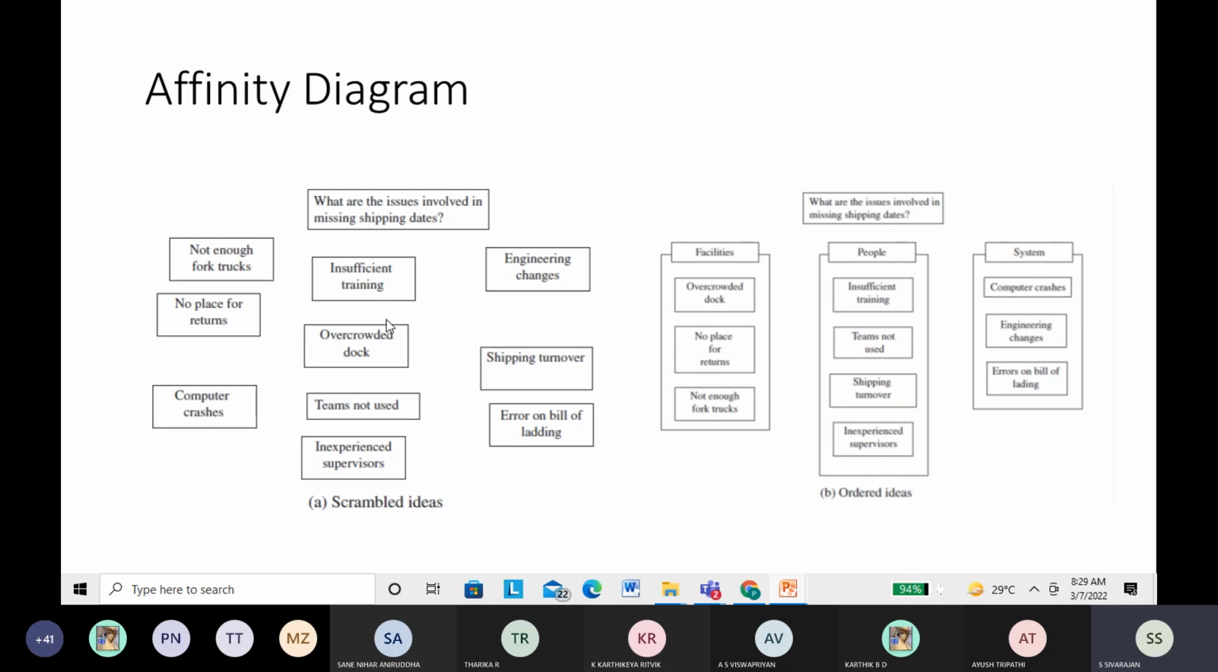So the dock will be overcrowded. These are some of the reasons. Enough trucks are not available, so we are not able to get into the harbor. All these things are scrambled ideas. So we want an affinity diagram.